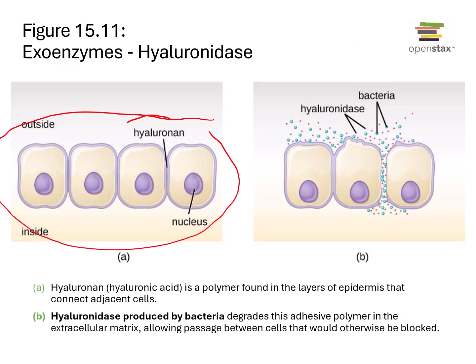We have hyaluronic acid, also known as hyaluronin. This is the same thing that holds the cells together. With the enzyme hyaluronidase, an exoenzyme, bacteria can break down those layers between the cells, allowing them to invade.